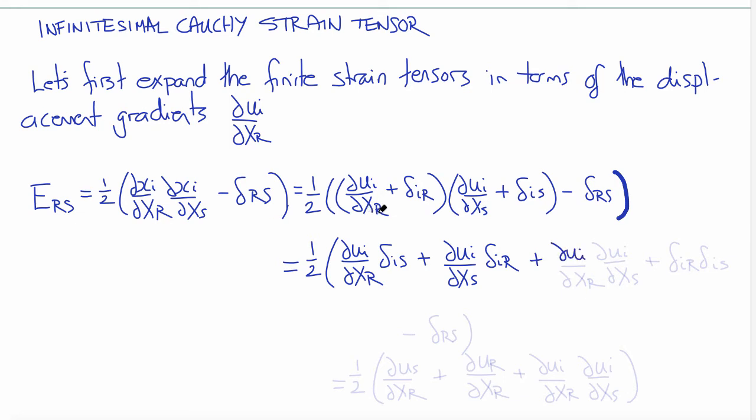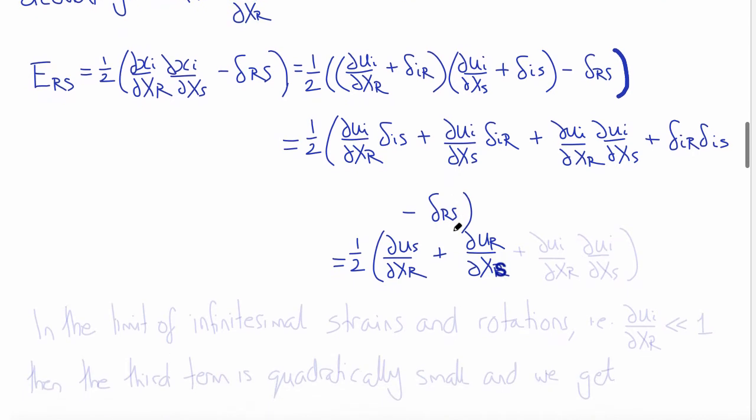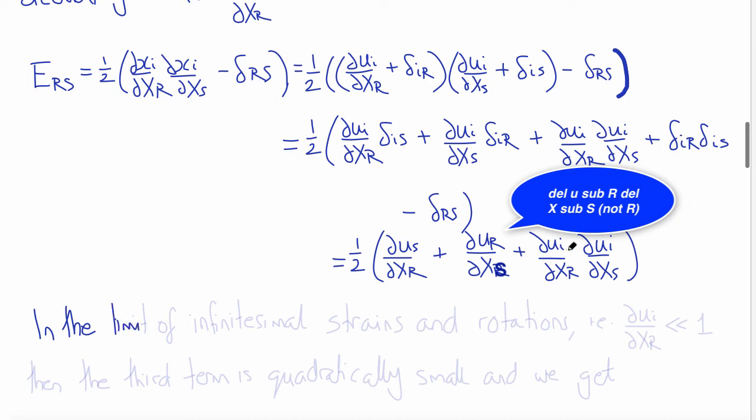Expanding this out, we get ∂ui/∂xr times δrs, plus ∂ui/∂xs times δir, plus the quadratic term ∂ui/∂xr times ∂ui/∂xs, plus the product δir times δis, which is minus δrs. And you can see that δir δis is δrs, so these terms cancel, which leaves us with these three terms, and ∂ui/∂xr times δis is ∂us/∂xr. This term becomes ∂ur/∂xs, and the product is ∂ui/∂xr ∂ui/∂xs.